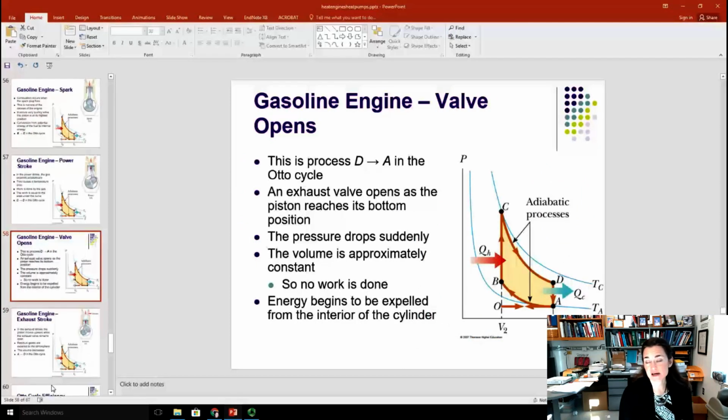Okay, the next step in the process is that the exhaust valve opens, which allows the spent fuel-air mixture to exit. This is the exhaust step. The pressure is going to suddenly drop there. The volume stays pretty constant, so no work is done, and energy begins to be expelled from the interior of the cylinder.